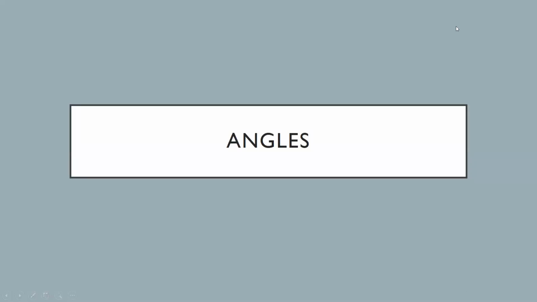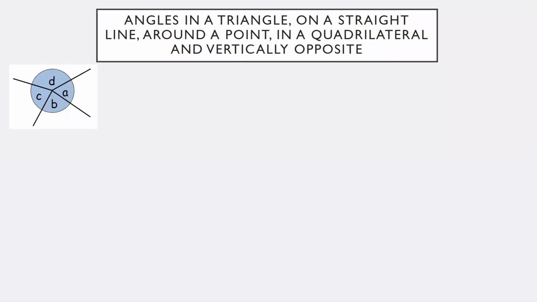We're having a look at angles this week. So let's just remind ourselves of the rules. We have angles around a point. They always add up to 360 degrees. So all of these different little angles added together will make 360.